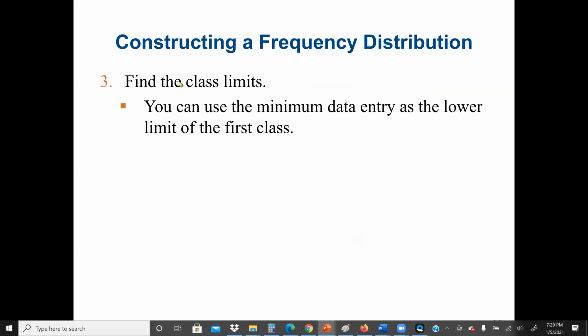Then the next step, we need to find the class limits. So we know the class width, but we don't know the limit. Now here we can use the minimum data entry as the lower limit of the first class. The limit means, if it's from 10 to 50, the class width is 40. My maximum value is 10,000. My minimum value is only 10. So where should the limit start?